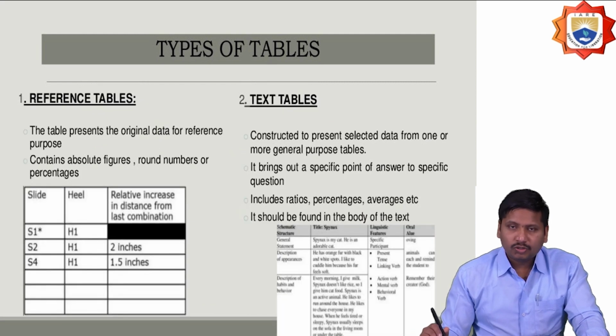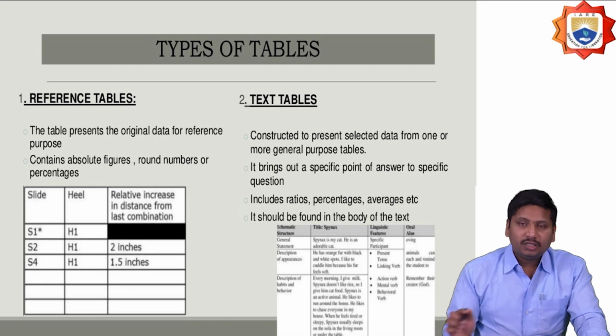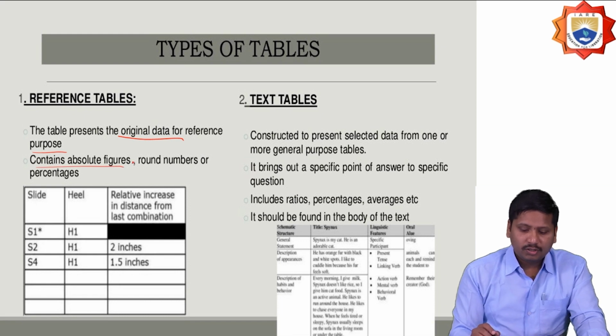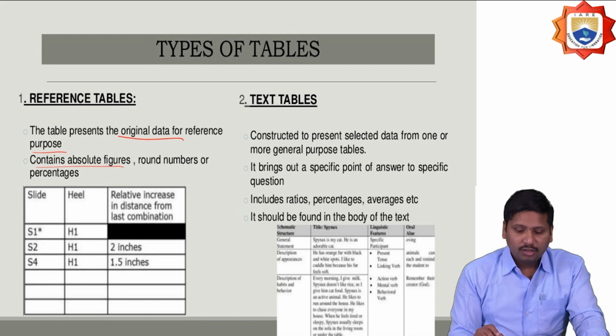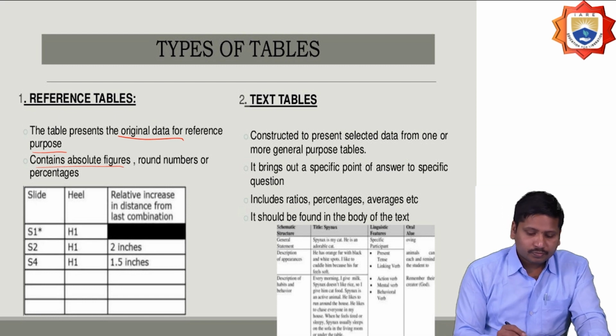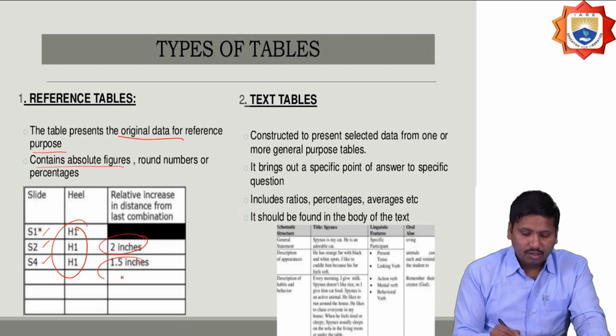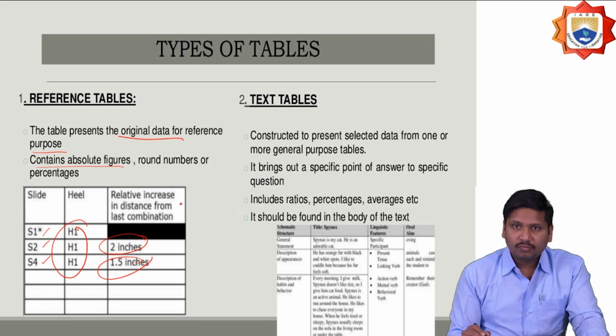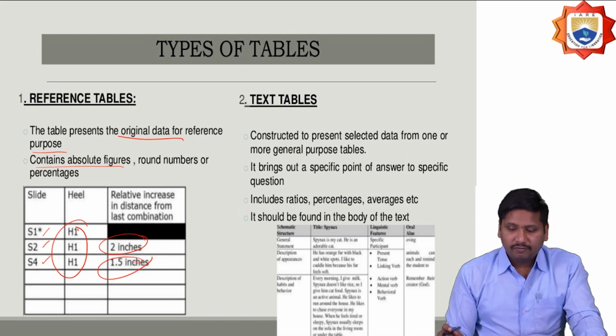But let's see one by one, starting with the reference table. This table presents the original data for reference purposes, and should also contain absolute figures, round numbers, and percentages. So the table represents the original data for reference, and it also contains figures, round numbers, and percentages. Reference means that we can extract from the slides, like this, and somehow make references here.